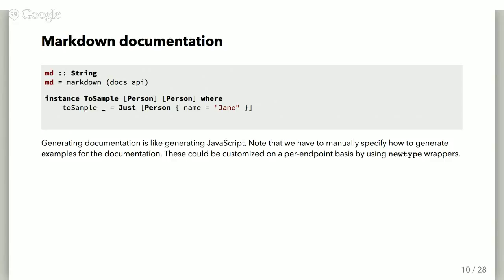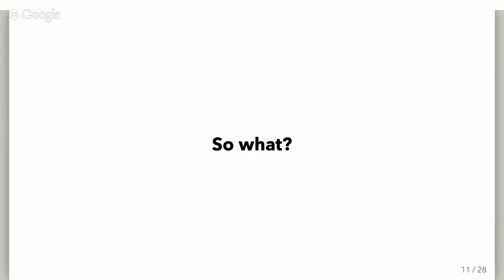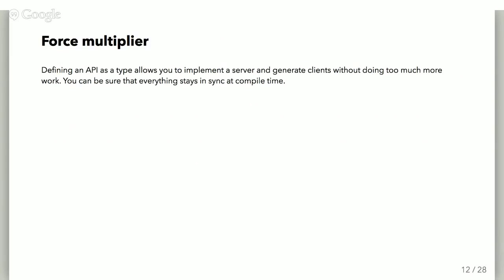All right, so what? I think this is pretty cool, like I just said. But I want to explain why I think so. And the first reason is that I feel like this is a force multiplier. You get to define an API once, and then you get to use that definition to get a lot of other stuff basically for free that would take a lot of manual, tedious work otherwise.